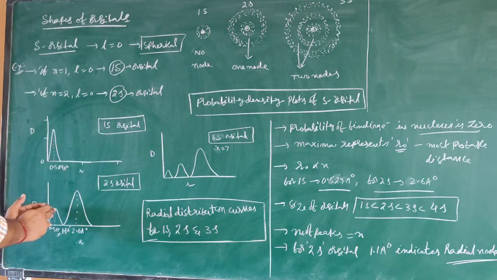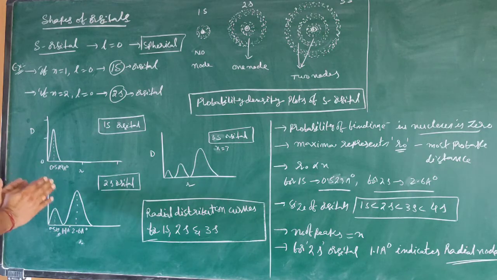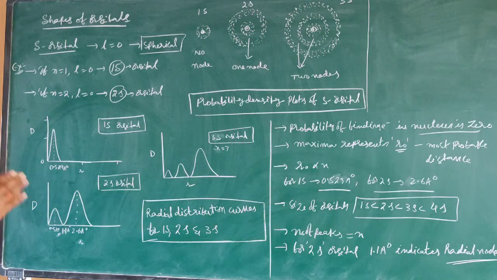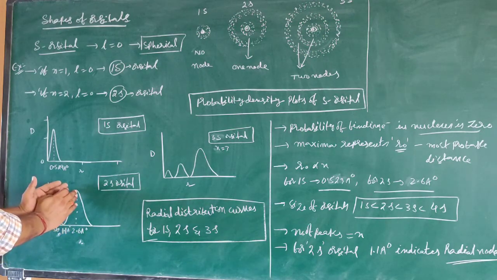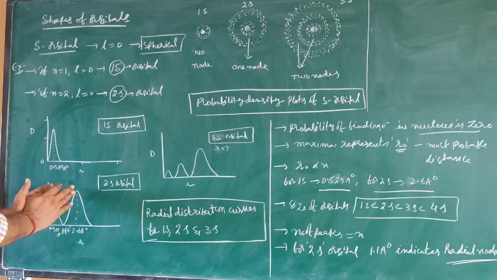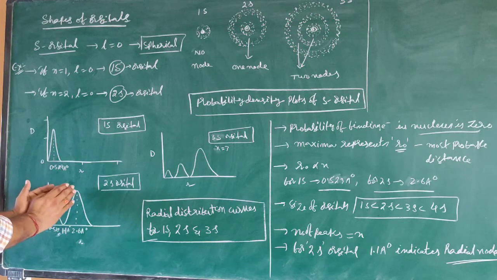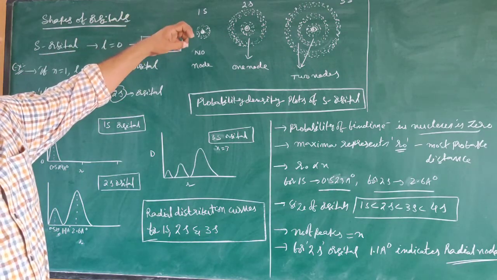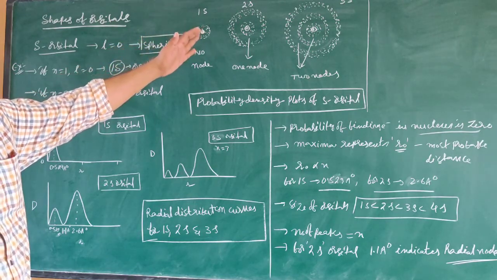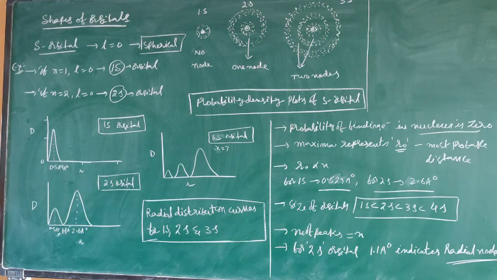Suppose we consider 0.529 angstroms or 0.53 angstroms: for the 1s orbital, the electron probability is maximum. At 2.6 angstroms from the nucleus, the 2s electron probability is maximum. If we consider 1.1 angstroms, the electron probability is minimum or 0. Like this we can understand where the maximum probability of finding the electron is possible and where the minimum probability of finding the electron is possible. Okay.